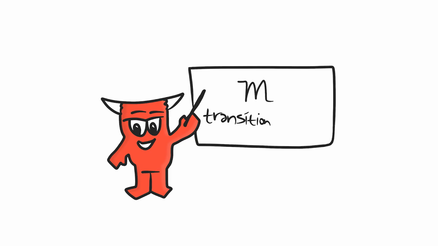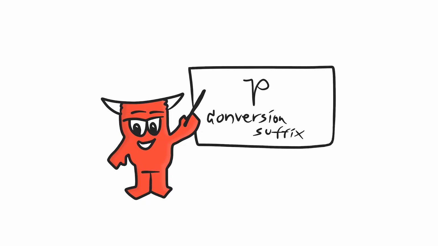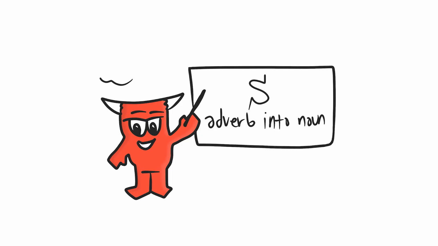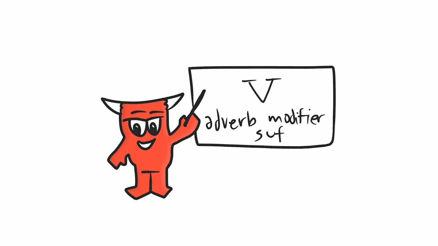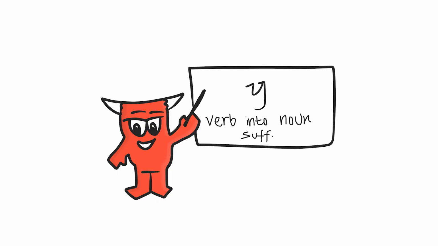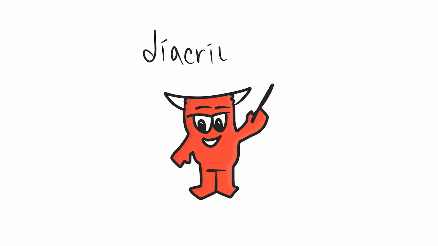M, transition suffix from adjective. N, final suffix for adjective. O, noun adverb adjective. P, conversion suffix. R, link region suffix. S, final suffix for adverb. T, plural suffix modifier. U, person modifier suffix. V, adverb suffix. X, verb noun conversion. Z, time suffix. The diacritic vowels also have their own meanings when it comes to making suffixes.